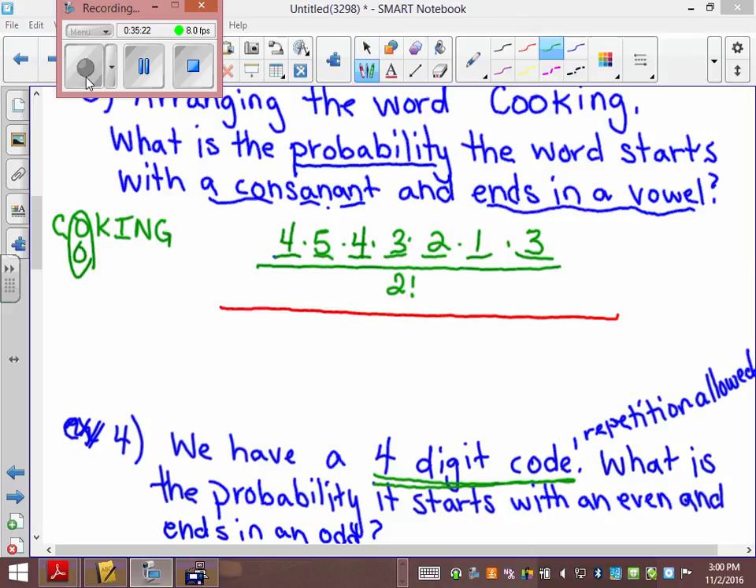So on the bottom, the only thing you have is you're arranging the word cooking. Then after that follows the probability, right? So the bottom is rearranging the word cooking. How do you rearrange the word cooking? 7 factorial, so 7 times 6 times 5 times 4 times 3 times 2 times 1, divided by 2, because there's 2 O's. That's it. And you get 0.29.